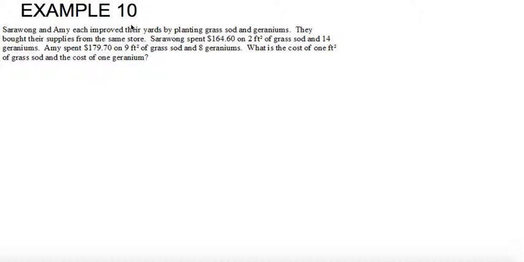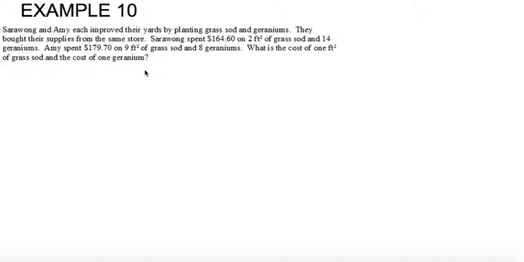Alright, example 10, solve the system in word problem format. So first what we want to do is read the problem. Sarah Wong and Amy each improve their yards by planting grass sods and geraniums. They bought their supplies from the same store.